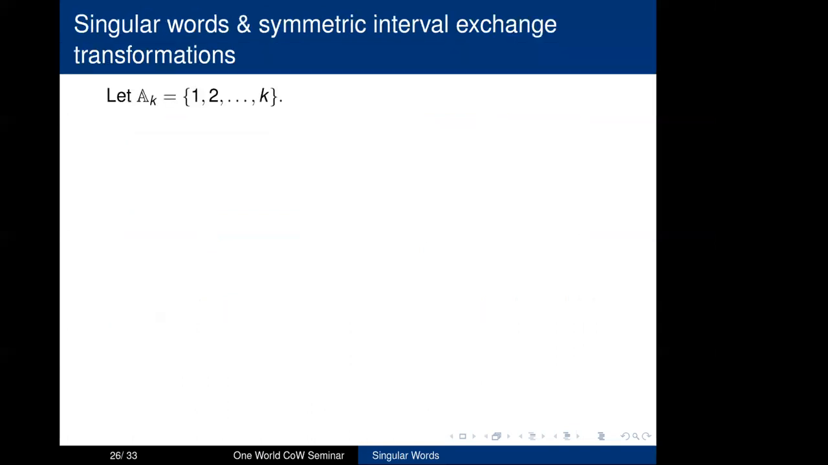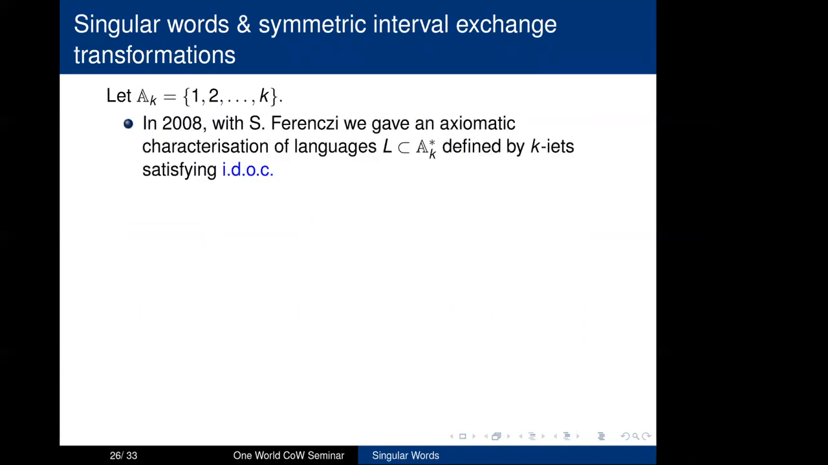So let me introduce, so we have the alphabet 1 through K. In 2008, with Sebastian Ferenczi, we gave an axiomatic characterization of languages defined by K-interval exchange transformations satisfying the IDOC property. Okay, and the characterization that we gave involved 2 linear orders on this alphabet.